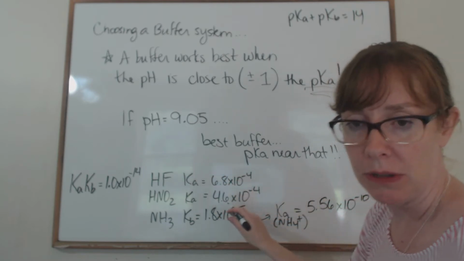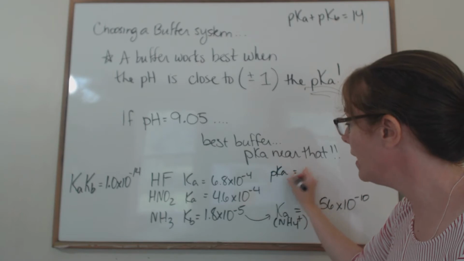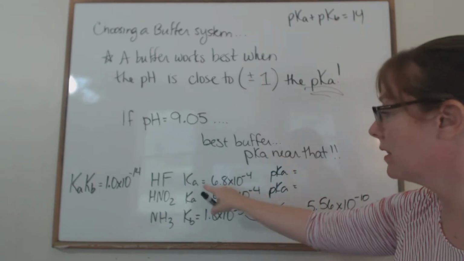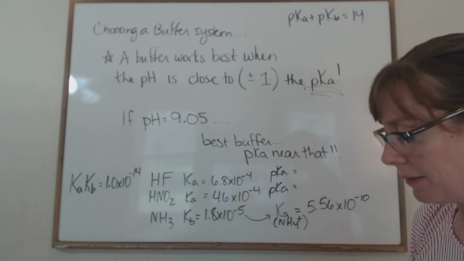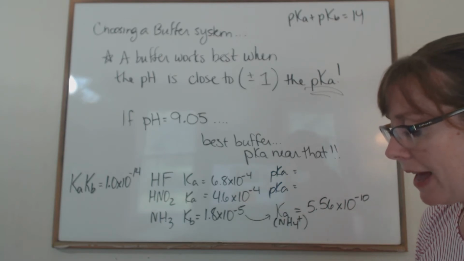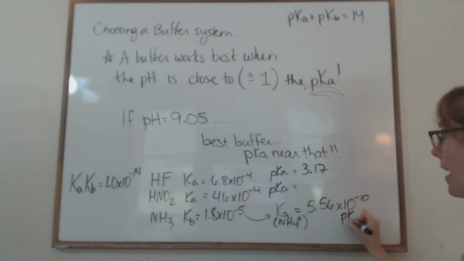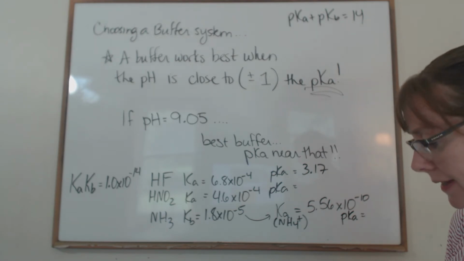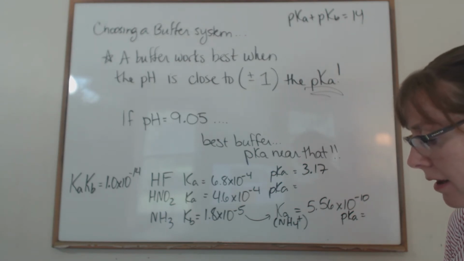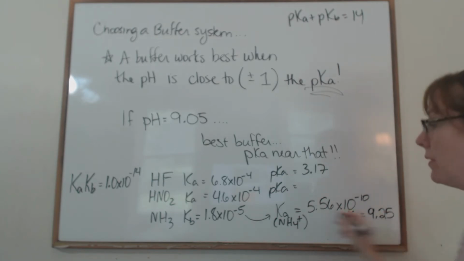Let me just stop with those three here. So if I then find the pKa of all of these by just taking the negative log. So let me take the negative log of 6.8 times 10 to the minus 4th. The pKa of this one, oh, we just did that one. That was 3.17. But what's the pKa of this one? Let's do the negative log of 5.56 times 10 to the negative 10th. I'm getting 9.25. So this is the answer.